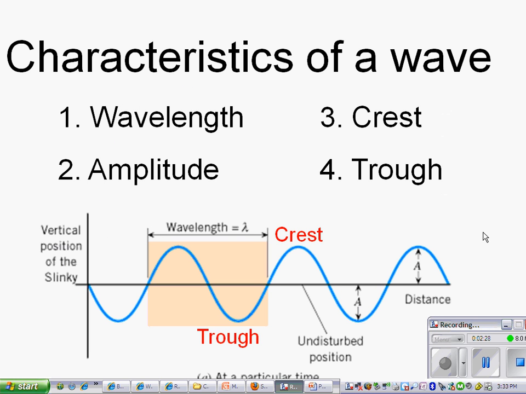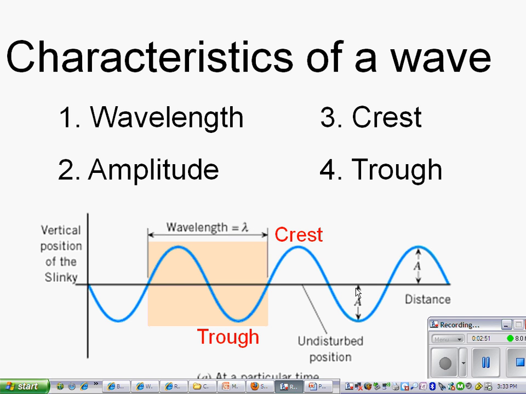And we have to know what the characteristics of this transverse wave are. There's four characteristics we have to know. We have to know the wavelength, the amplitude, the crest, and the trough. So you're definitely going to want to write this down in your notebook, all these pieces here. In this pink section, there is a wave, a full wavelength. That uses the variable lambda, an upside down y.